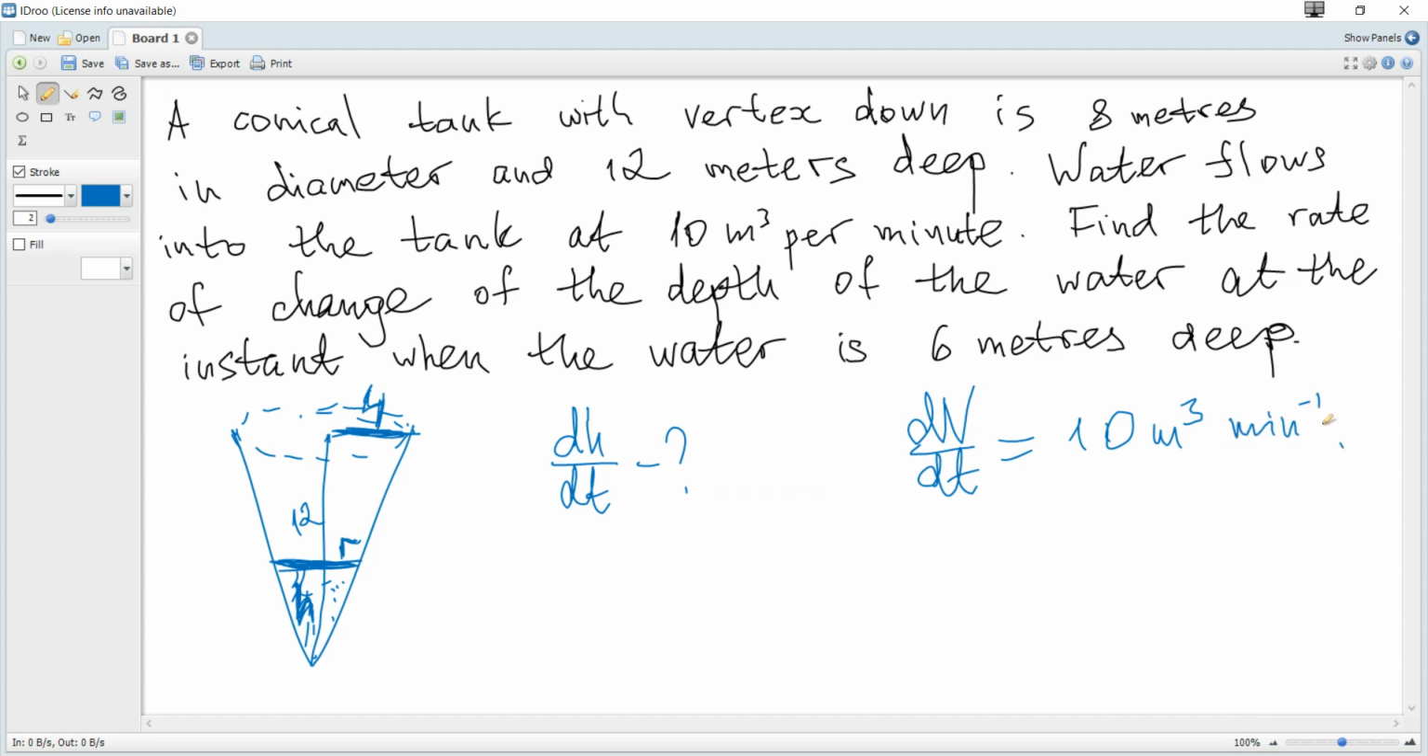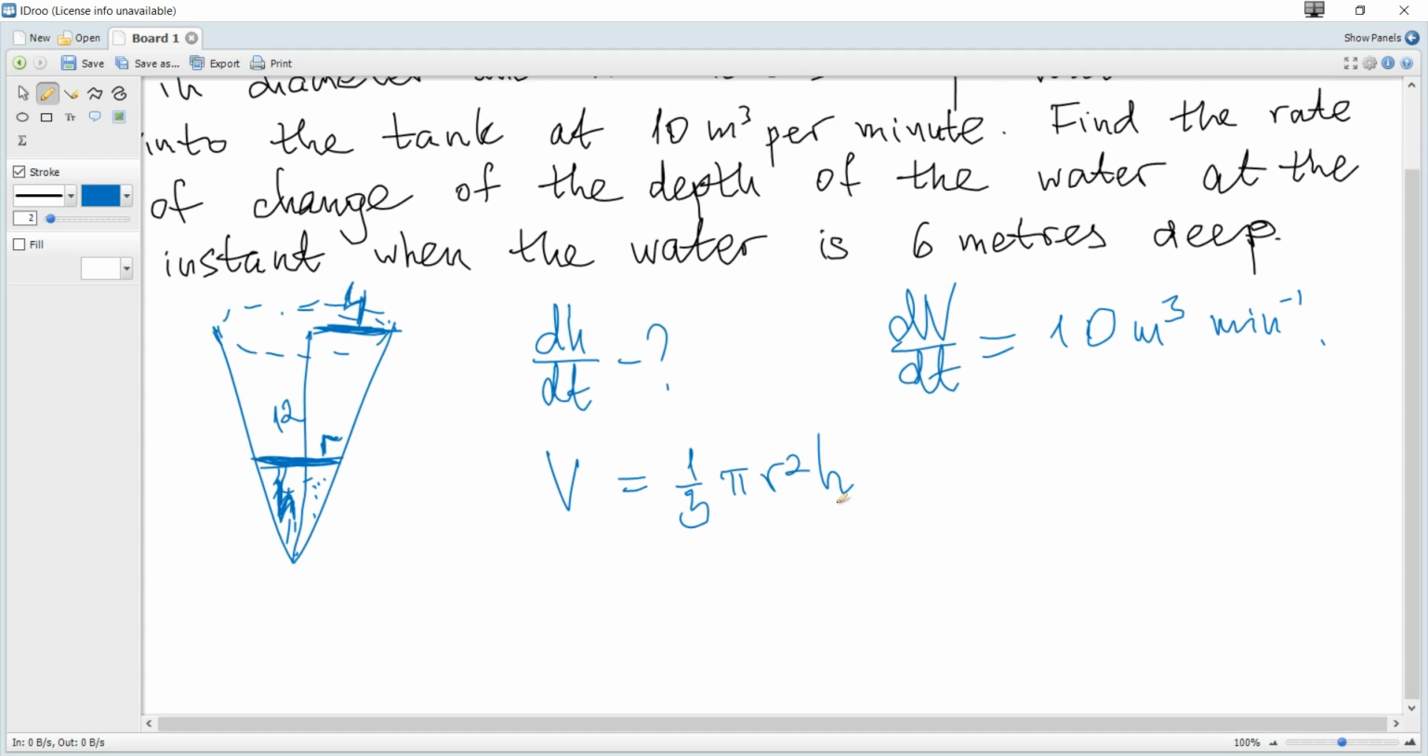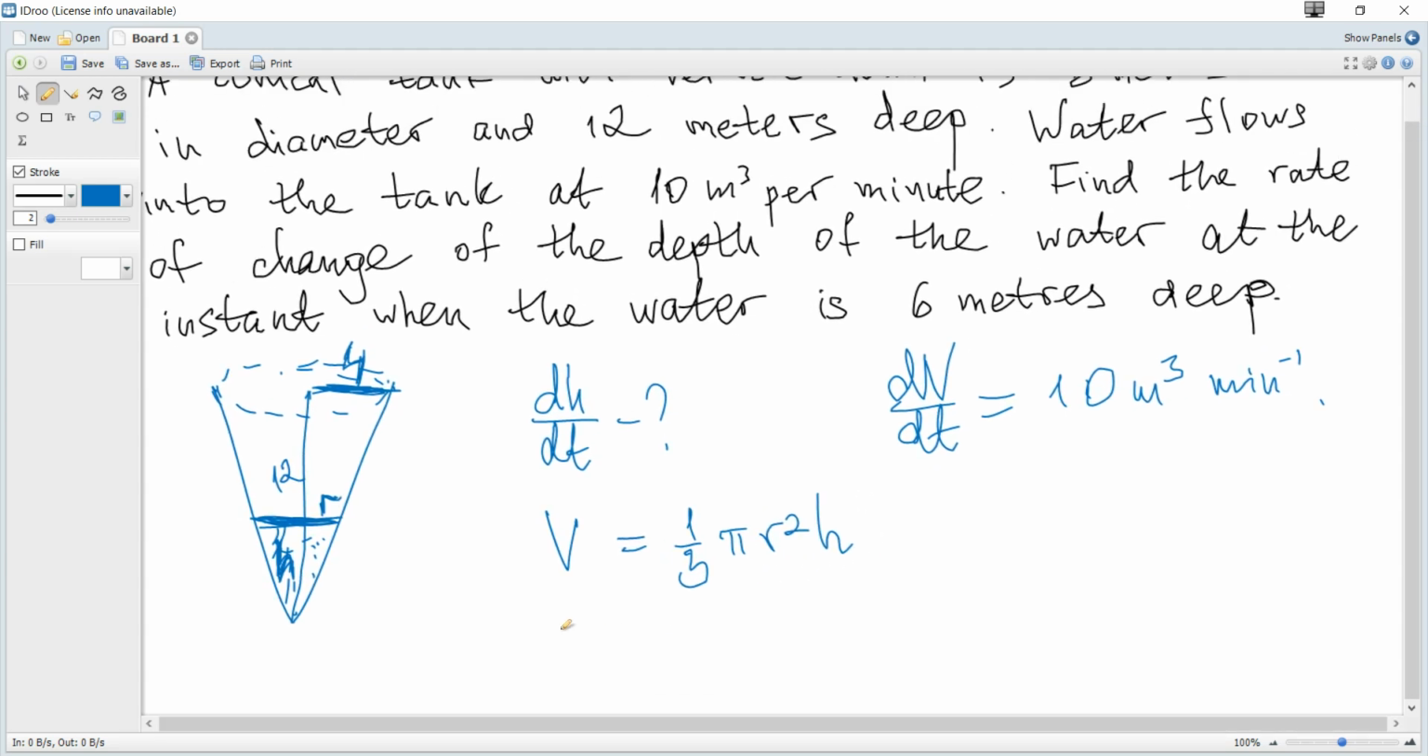And as usual, we need some formula to relate all parameters, and since it's about volume of a cone, we need the formula: volume of a cone, 1/3 pi radius squared and height. Notice that we write this formula for arbitrary, intermediate values, not for this 4 and 12, because it's at any moment of time. It's a function of time.